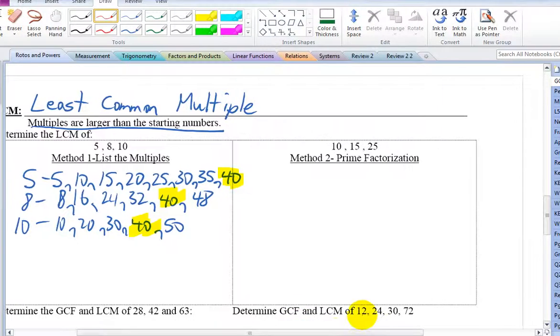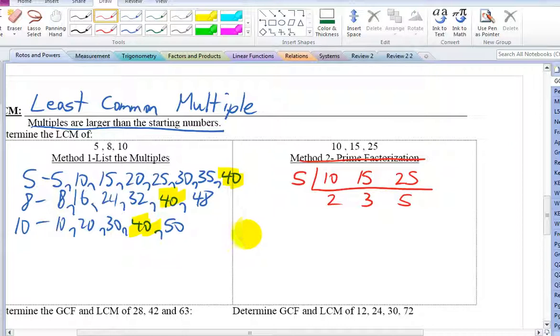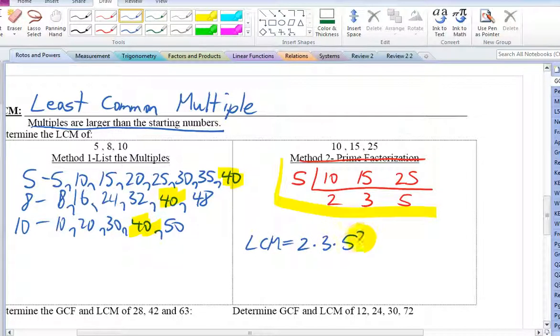But for harder numbers, it's going to be tough. So doing the prime factorization method, well, cross that off. We're just going to do our simple division one. Divide them all by the same number. We have 5, and then we get 2, 3, and 5. So GCF is 5, but the LCM makes the letter L. Okay, so the LCM equals 2 times 3 times 5 squared. Then you can multiply them together. 6 times 25. And what's the value of 6 quarters?